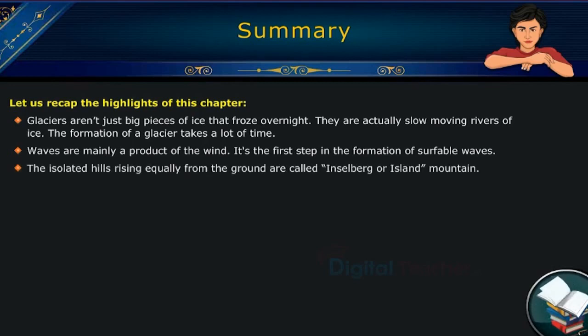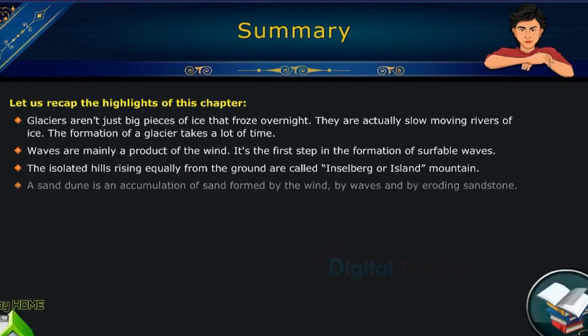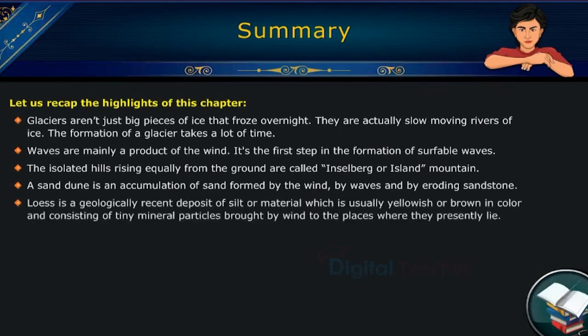The isolated hills rising abruptly from the ground are called Inselberg or island mountain. A sand dune is an accumulation of sand formed by the wind, by waves, and by eroding sandstone. Loess is a geologically recent deposit of silt, usually yellowish or brown in color, consisting of tiny mineral particles brought by wind to the places where they presently lie.